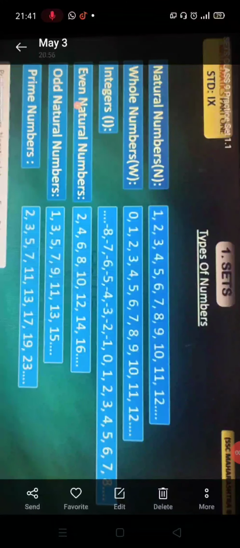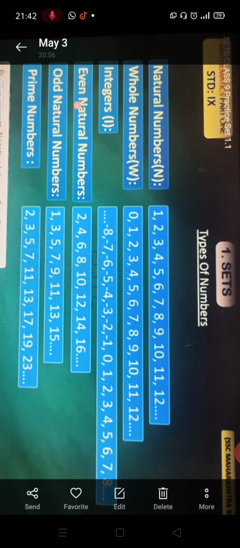Hello students, we are doing the chapter sets. Here we have seen what sets are, how to identify sets, and also the methods of writing sets. In that we have already seen the roster method. Today we are going to see the set builder form or rule method.